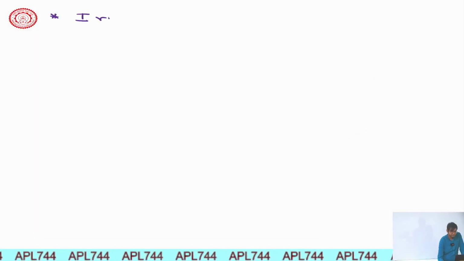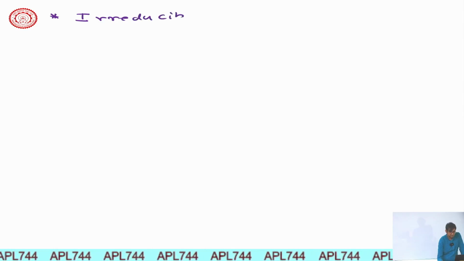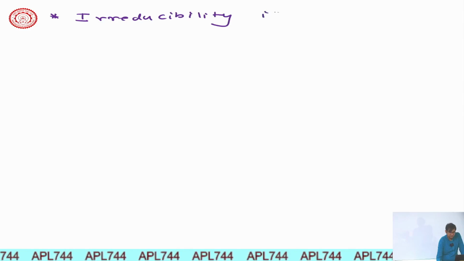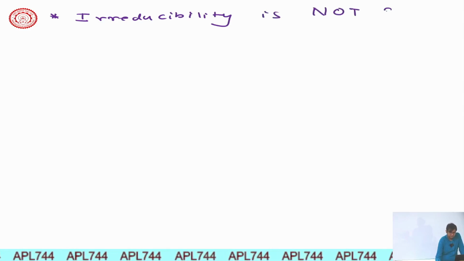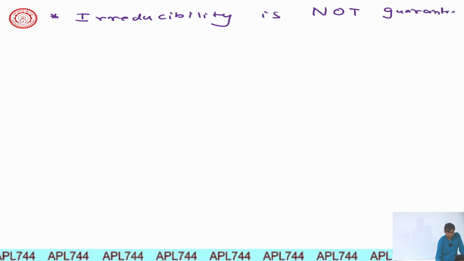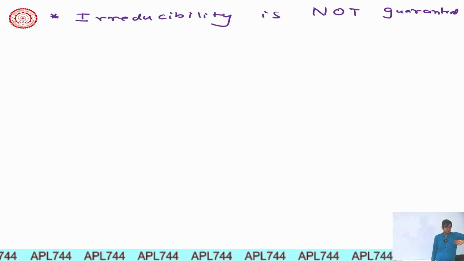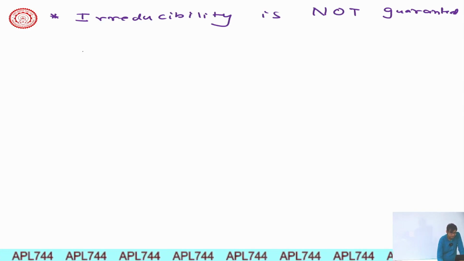But the important thing is irreducibility. And irreducibility is not guaranteed in Gibbs sampling. Not guaranteed. So you have to be careful. You cannot blindly use Gibbs sampling, because in that case you might be stuck, and that is one limitation. Irreducibility is not guaranteed. Okay. So now let me give you one example to show that.